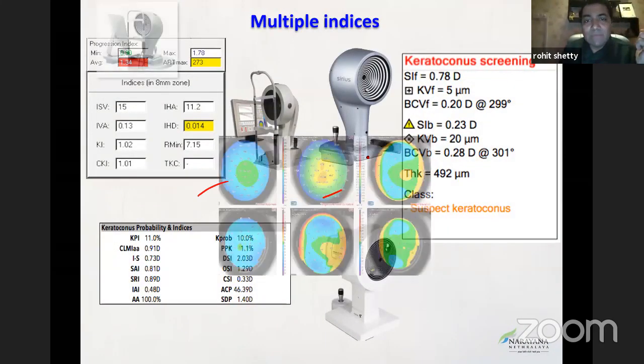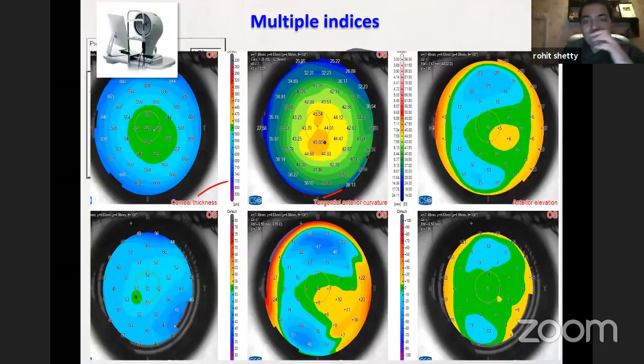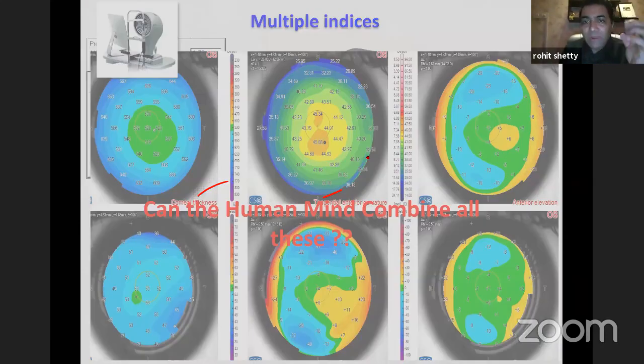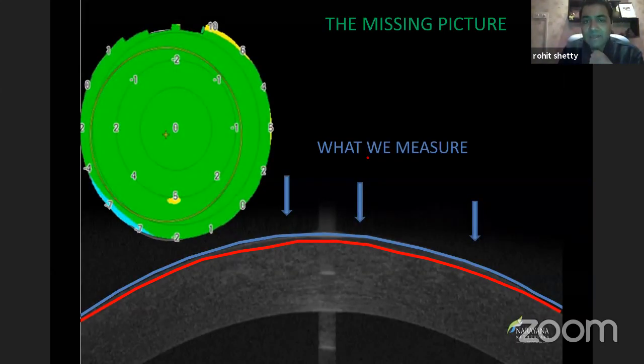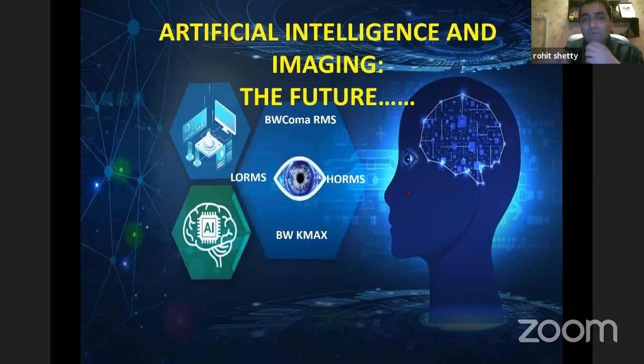All machines have multiple indices. It's humanly impossible for our brain to actually pick up which indices should be the best one. So what we've been working on in the past is we have to measure this one here, but we end up always measuring this, and that's the Bowman. So this is a work in progress. This is not part of the software or not part of the MS-39.